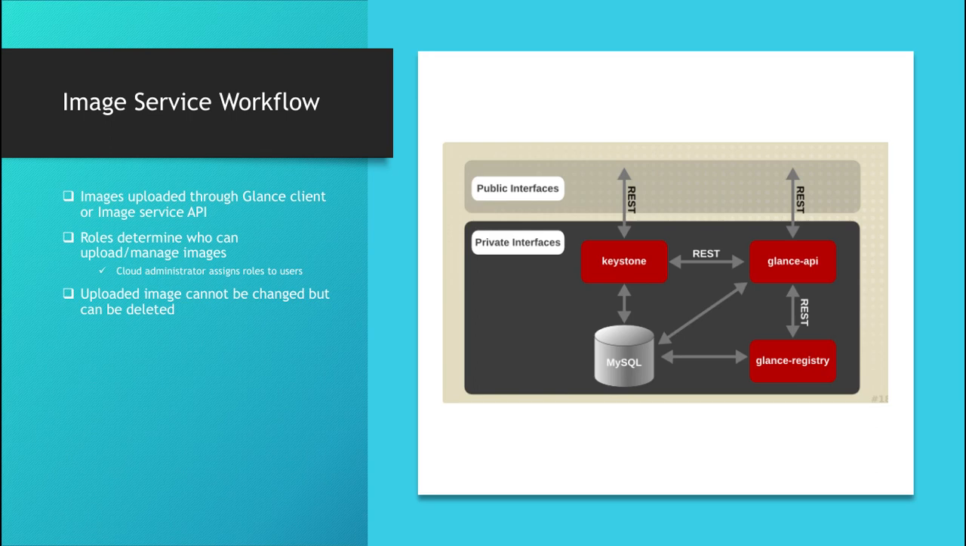So here one thing you need to remember, that administrators can assign roles to the users to upload or manage these images. And one more thing you need to remember, that once you upload any image to your OpenStack platform, you cannot modify that image on the go. So in that case, you have to download that image, or if you have a local copy of that image, you have to modify that image, and once you are done with the modification, you have to re-upload that image to the OpenStack platform. You cannot directly modify the content of the image inside the OpenStack platform.